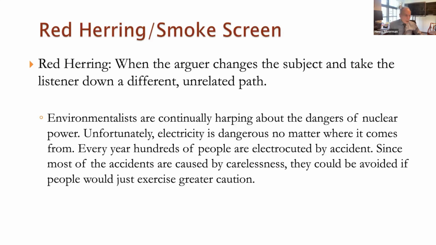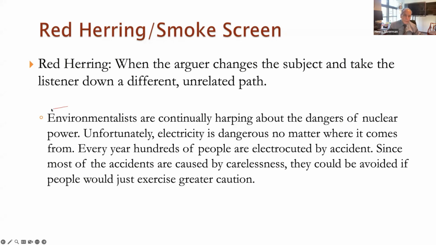Another type of logical fallacy is what we call the red herring or the smoke screen. It's when the arguer changes the subject and takes the listener down a different unrelated path. So, for example, environmentalists are continually harping about the dangers of nuclear power. Unfortunately, electricity is dangerous no matter where it comes from. Every year, hundreds of people are electrocuted by accidents. Since most of the accidents are caused by carelessness, they could be avoided if people would just exercise greater care.